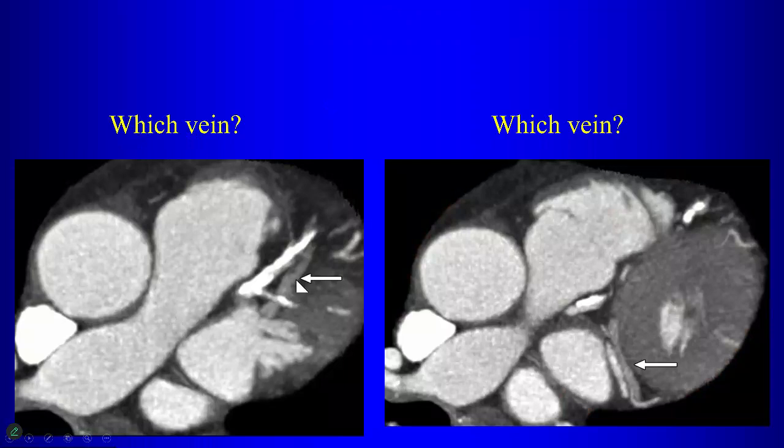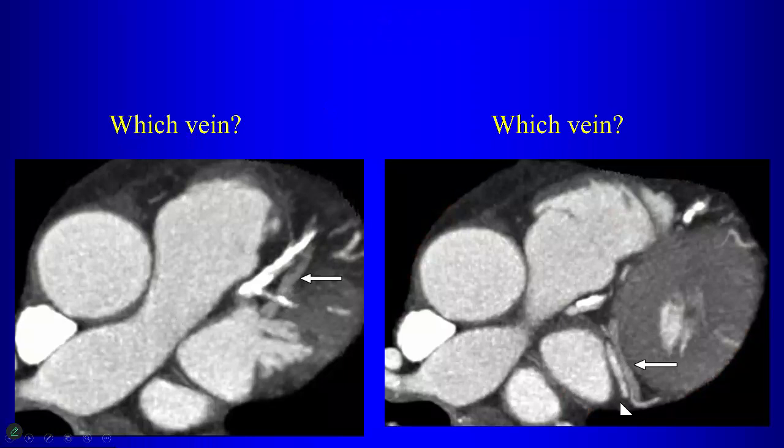Okay, so which vein is this? Anterior interventricular. Yeah, it's easy to try to identify the coronary artery. So which coronary artery is that? LAD. LAD, right. So the vein alongside the LAD is the anterior interventricular vein, right.